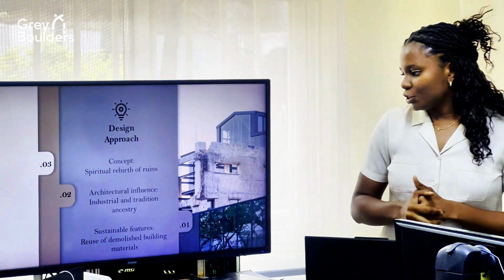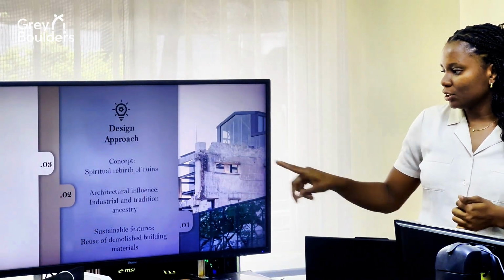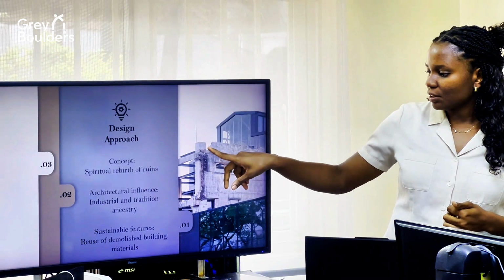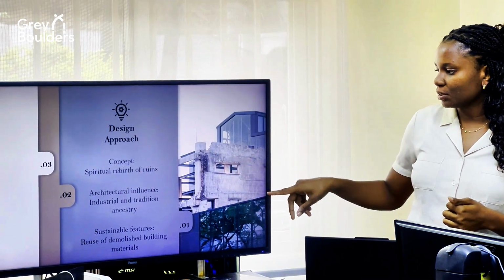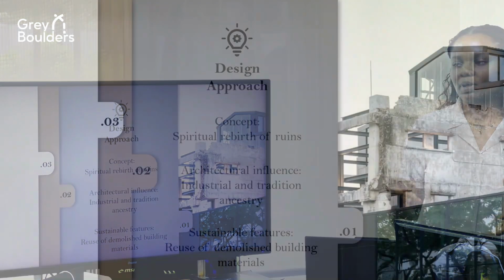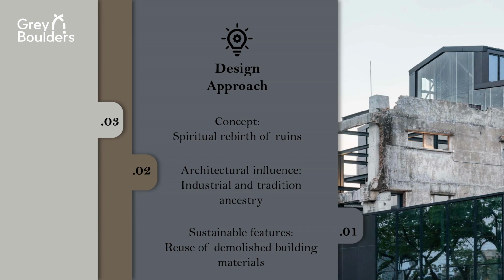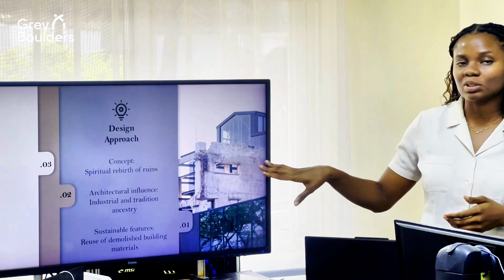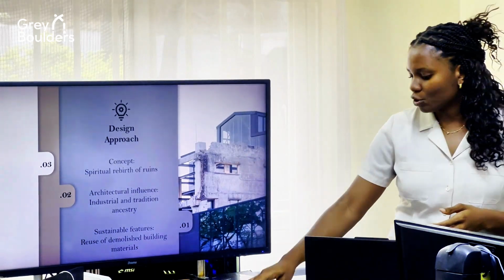The most sustainable feature here is the use of this demolished building to rebuild, not just to scatter it out. Now, what is left here is only the structural elements, the base, the columns, and the foundation. But they decided to reuse it.